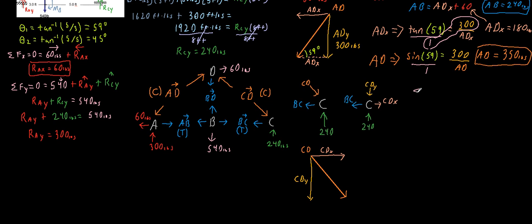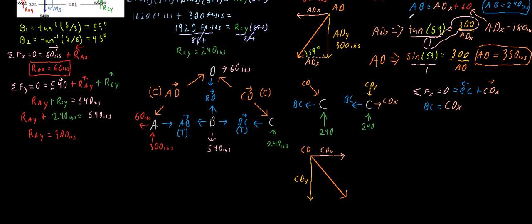So we'll do the same thing as before. The sum of all forces in the X direction is equal to 0. There's only two things there: BC and CDX, our X component of CD. I recognize that CDX is going to the right and BC is going to the left, so I can set my leftward forces equal to my rightward forces. BC equals CDX. But you'll notice we don't have enough information to solve for either one of these.